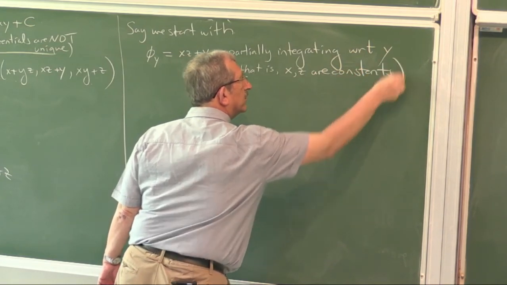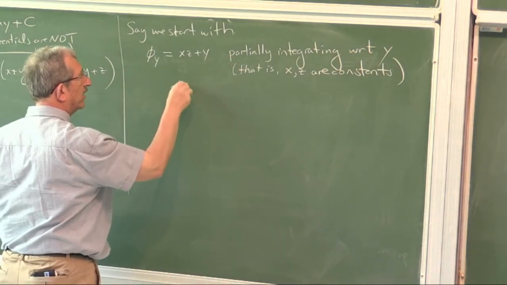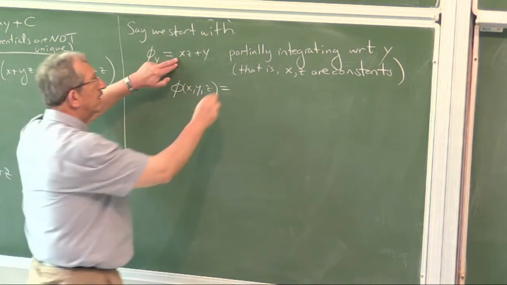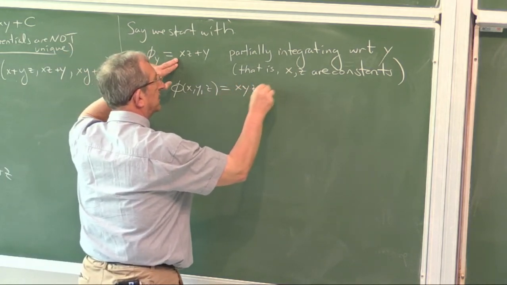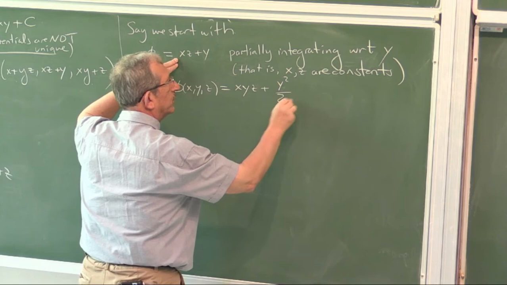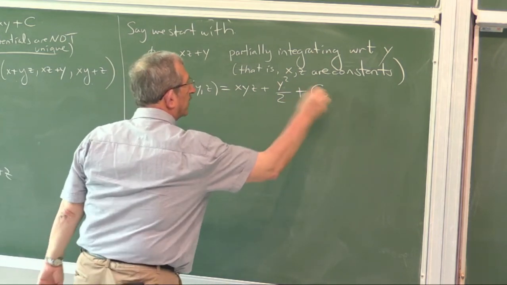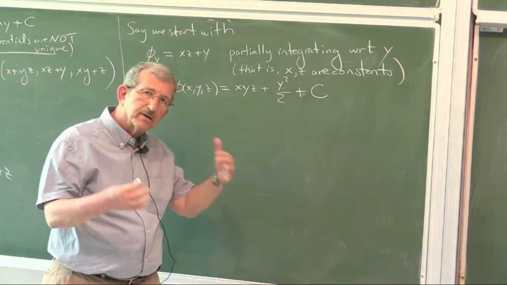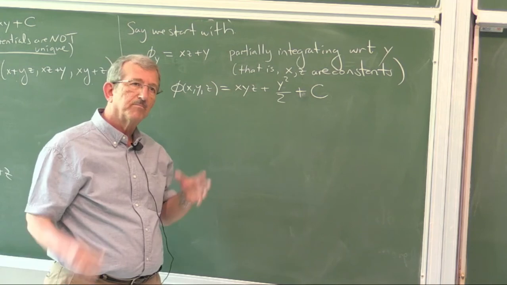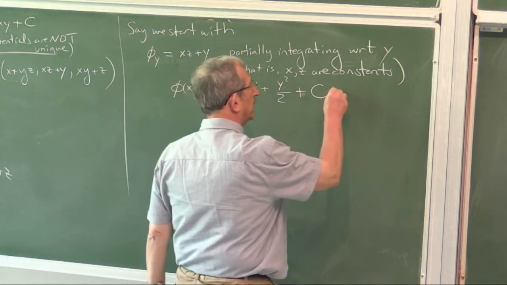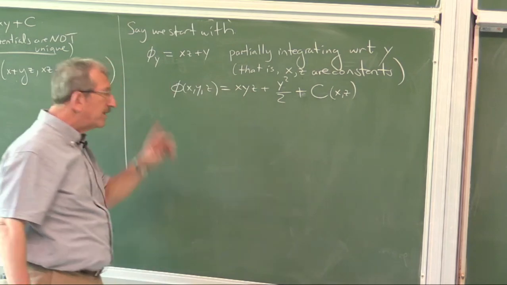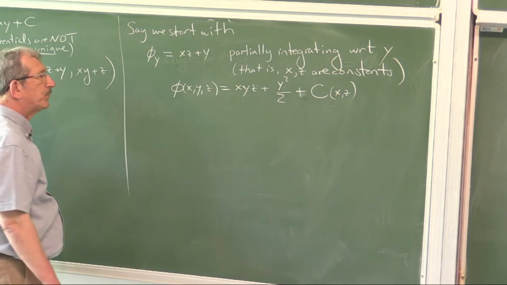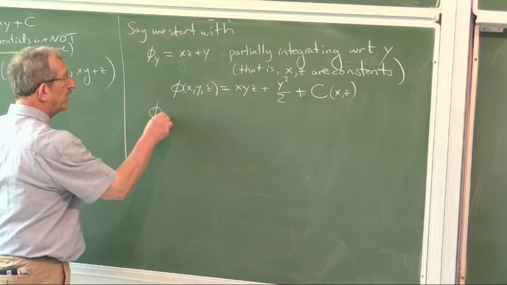Okay. We get phi(x,y,z) is the integral with respect to y. So it is xyz plus y squared over 2. And we have a constant. Okay. But now, because x and z are kept constants, this constant may depend on x and z. But there can be no y in it, because its derivative will be seen up there. Now we can continue with the other ones.